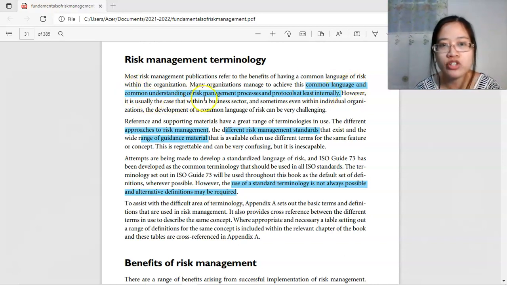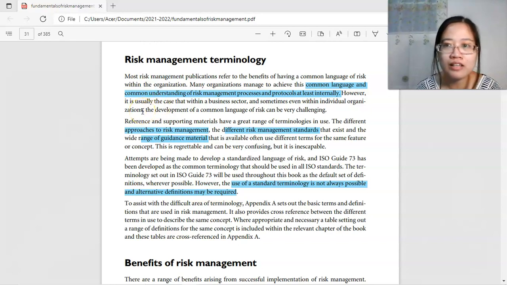Common language and common understanding of risk management processes and protocols, at least internally. Okay? Kasi di ba nga, ang end goal natin dito develop ng risk management plan for the particular organization or business that you would have in mind. So, when you create the risk management plan, parang meron ka ring your own definition of terms na applicable dun sa business mo na yun. Para at least internally magkakaintindihan kayo nung iba pang gagamit nung risk management plan ninyo.